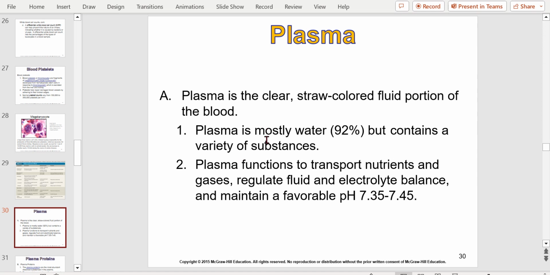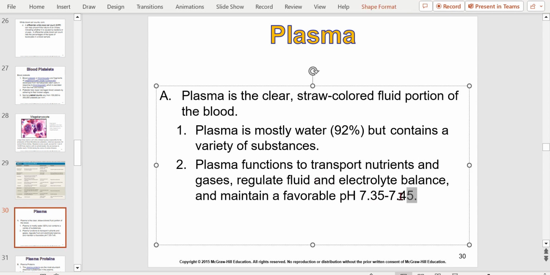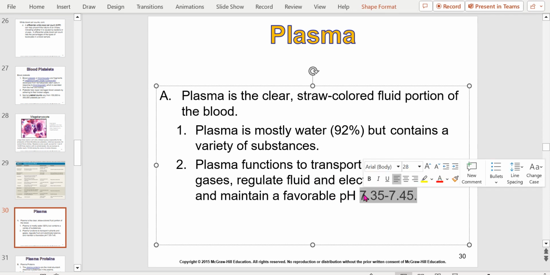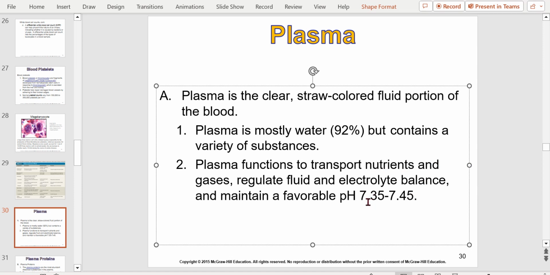Plasma is the clear straw-colored fluid portion of the blood. Plasma is mostly water, about 92%. Plasma constitutes about 55% of the blood itself and tends to have a pH in this range. And I mean in that range. It does not vary much. Like, I mean 7.15, you're now down into acidosis. 7.6, you're now into alkalosis, blood pH poisoning.